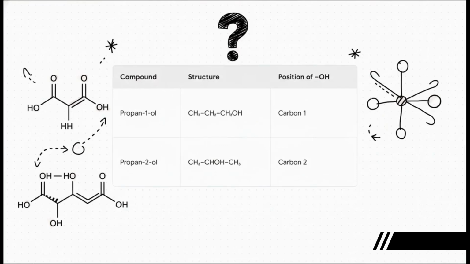And this slide right here perfectly illustrates that point. Just look at propan-1-ol versus propan-2-ol. It's the same 3-carbon chain, right? But where that OH group is located changes the name completely. In propan-1-ol, the OH is on carbon 1. In propan-2-ol, it's on carbon 2. It's all about giving that OH the lowest possible address on the chain.